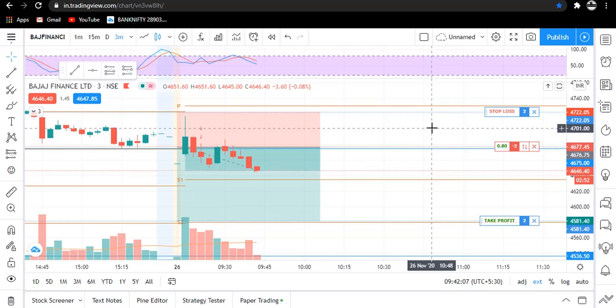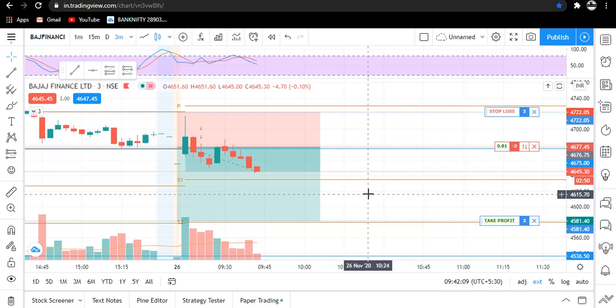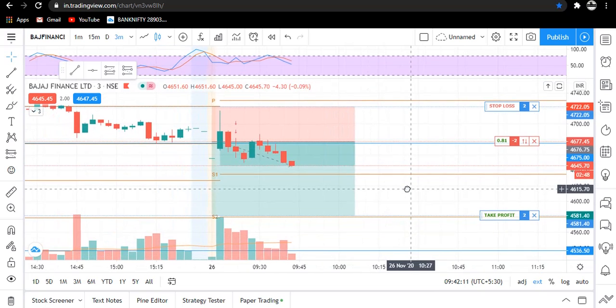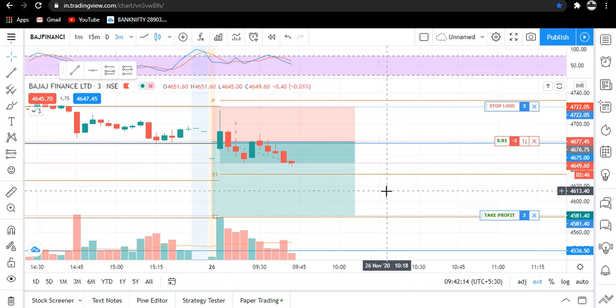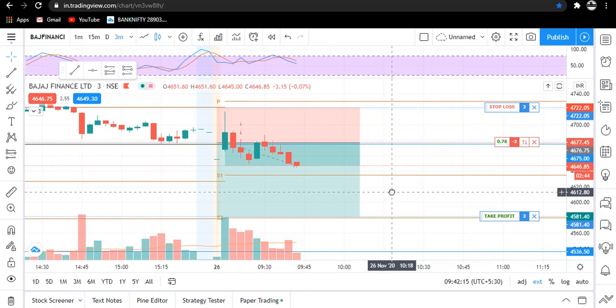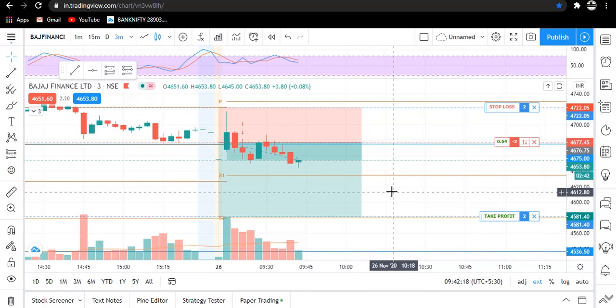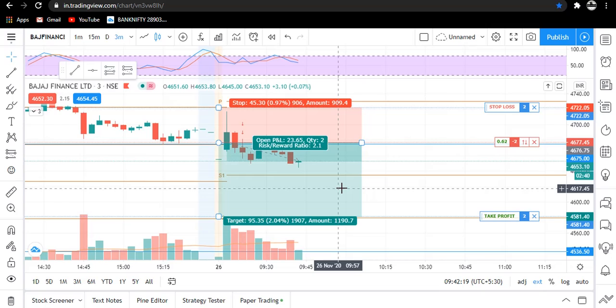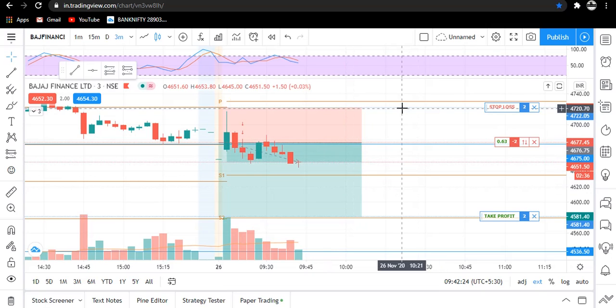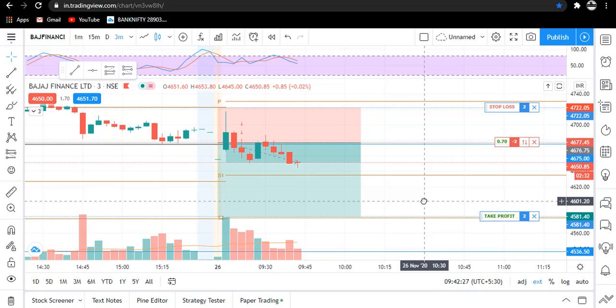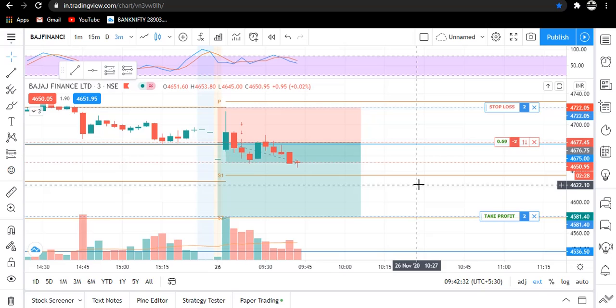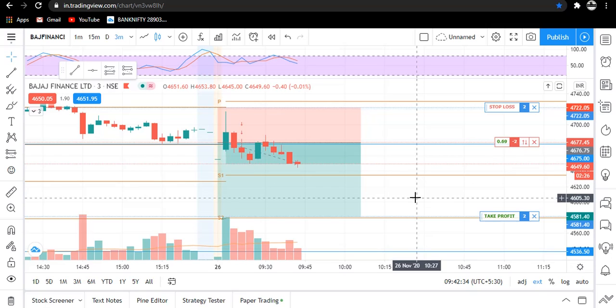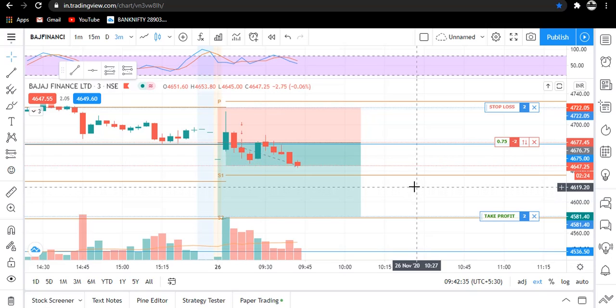So traders, now coming on to today's trade, we have taken a trade in Bajaj Finance. You can see here, today we have got a good risk reward ratio, that is 2.1. Here is our stop loss and this is our target for the sell side. I have sold 2 quantities by maintaining my risk which I can bear in one day.